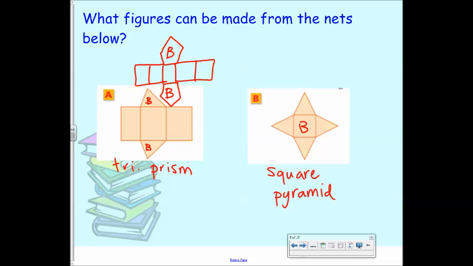The only time this gets a little confusing is when they're rectangular bases, but then it's either gonna look like this or like this, okay? So just look out for your bases.